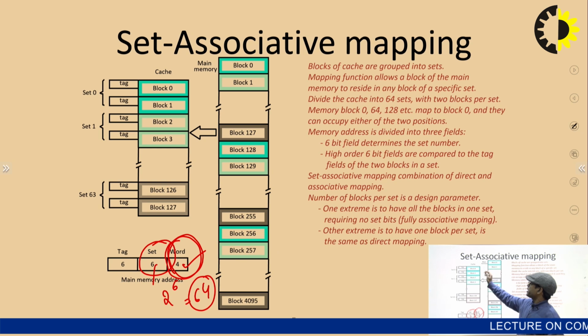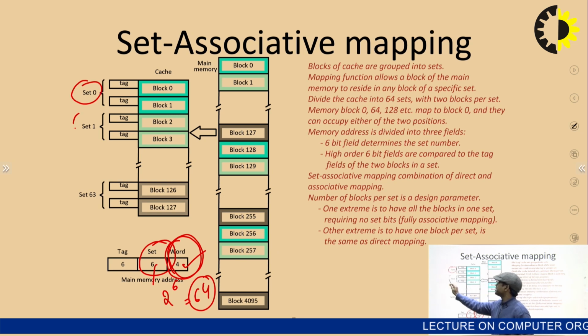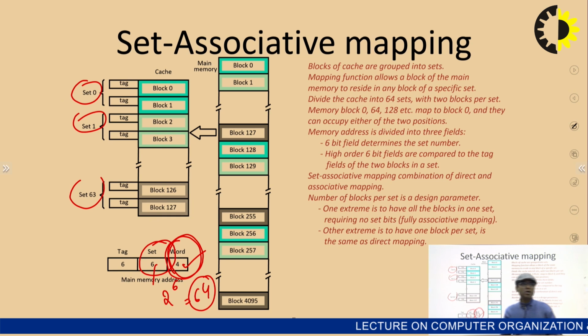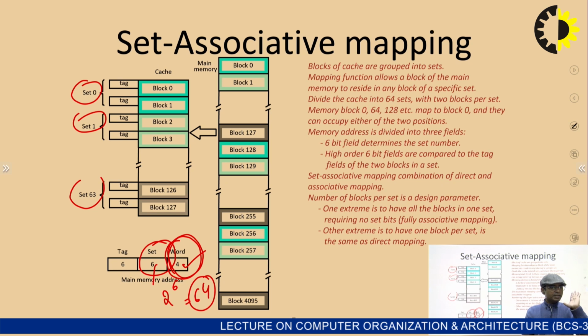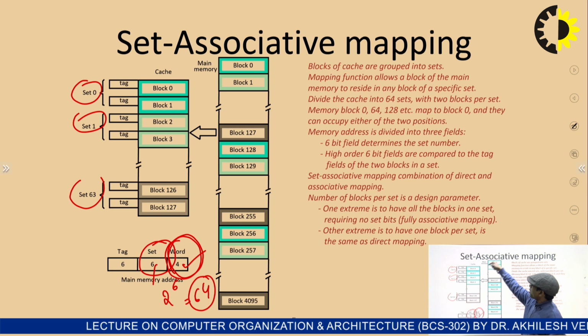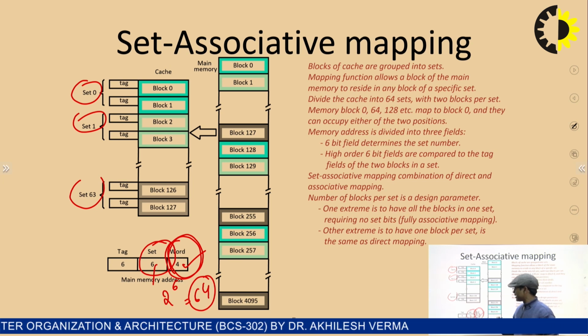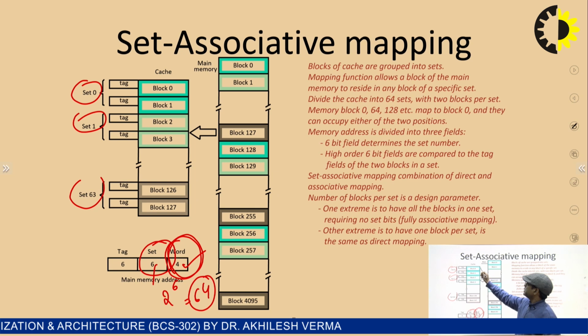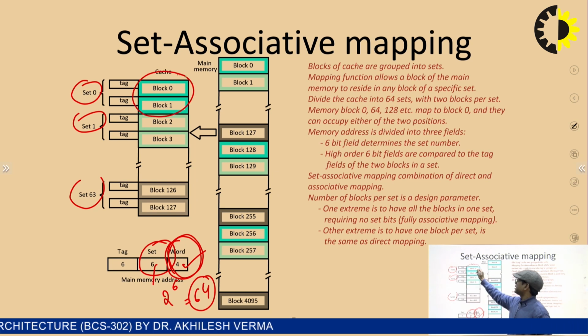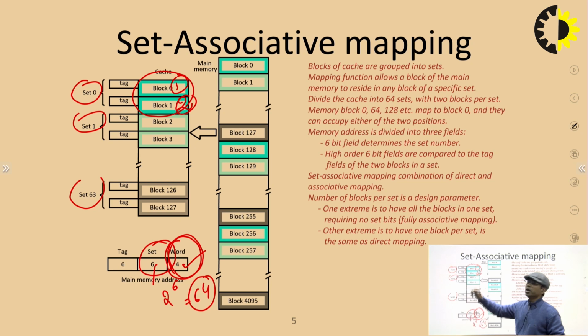So each block is mapped directly to a set. Any block cannot be mapped to another set, so the set is fixed. So we can say that bringing any block to the cache memory and placing it in a particular set is direct mapping. Now within the set there are 2 choices. The first choice is whether it will go at this location or at this location, both are free. So where will it go?